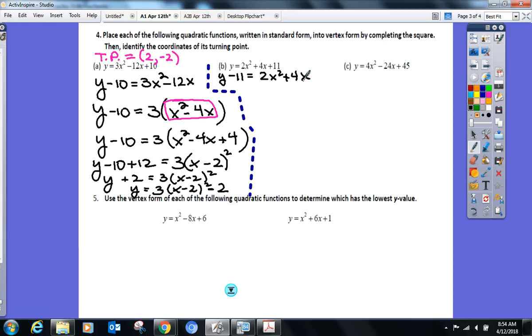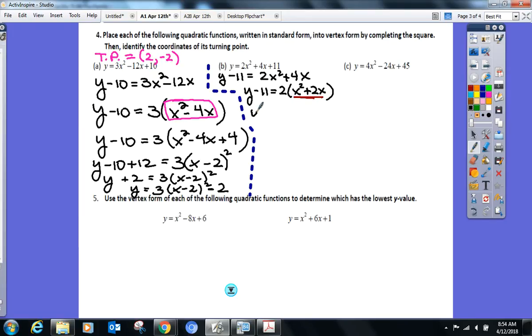What do I do to the right side to make the a value 1? Take out a 2. Do not divide it away. Just take it out. So take out a 2: x squared plus 2x. Now the a value is 1. So now inside the parentheses, complete the square.